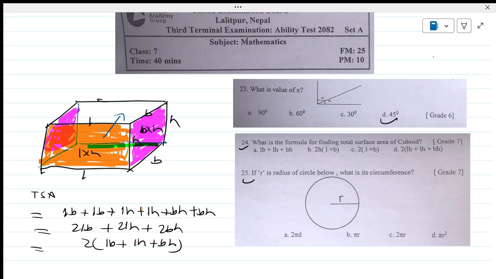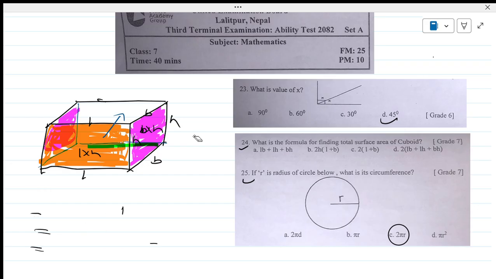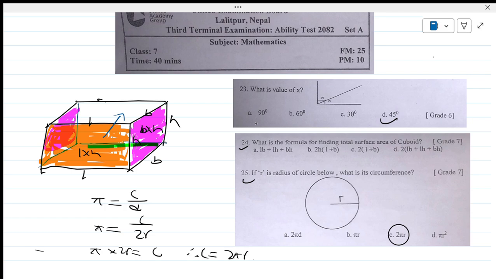What if r is the radius of the circle given below, what is the circumference? Circumference is 2 pi r. How is it formed? I make a bit of discussion over here for that. It came through the value of pi. Pi is the ratio of the circumference and diameter, right? Then we can write circumference divided by diameter, and the diameter is double the radius, so 2r, and we cross multiply. So pi into 2r equals the circumference, therefore circumference is 2 pi r.